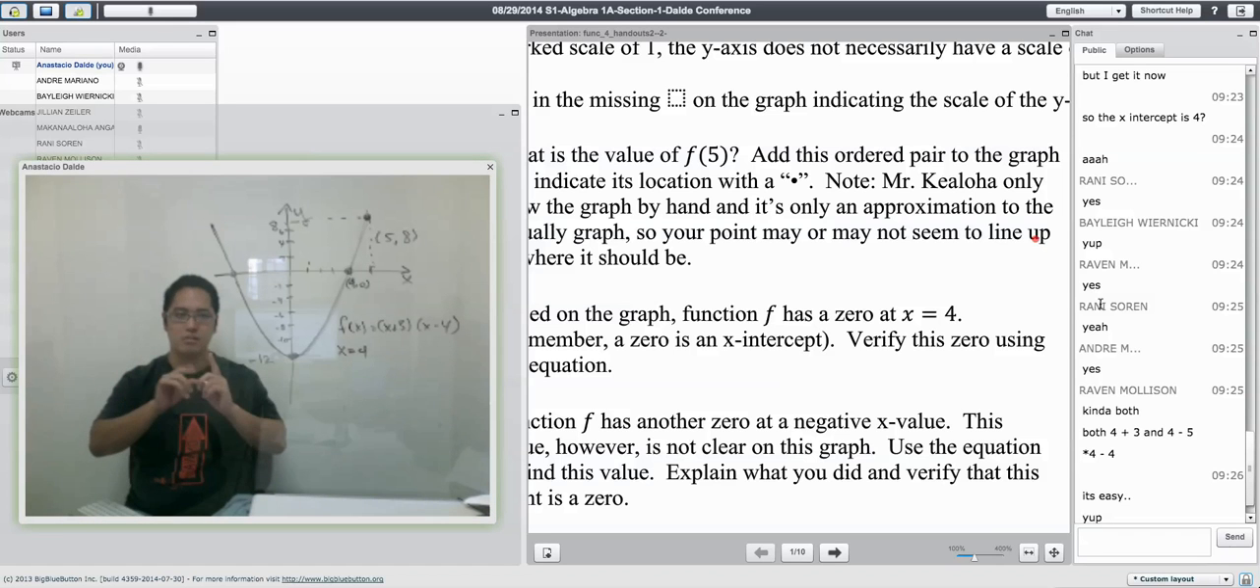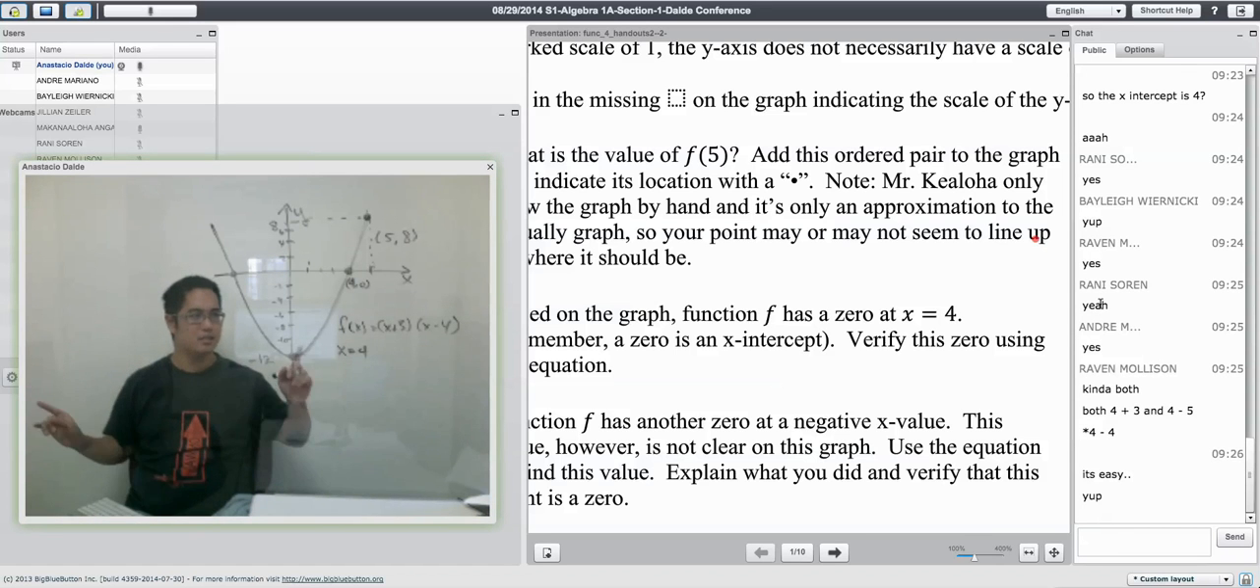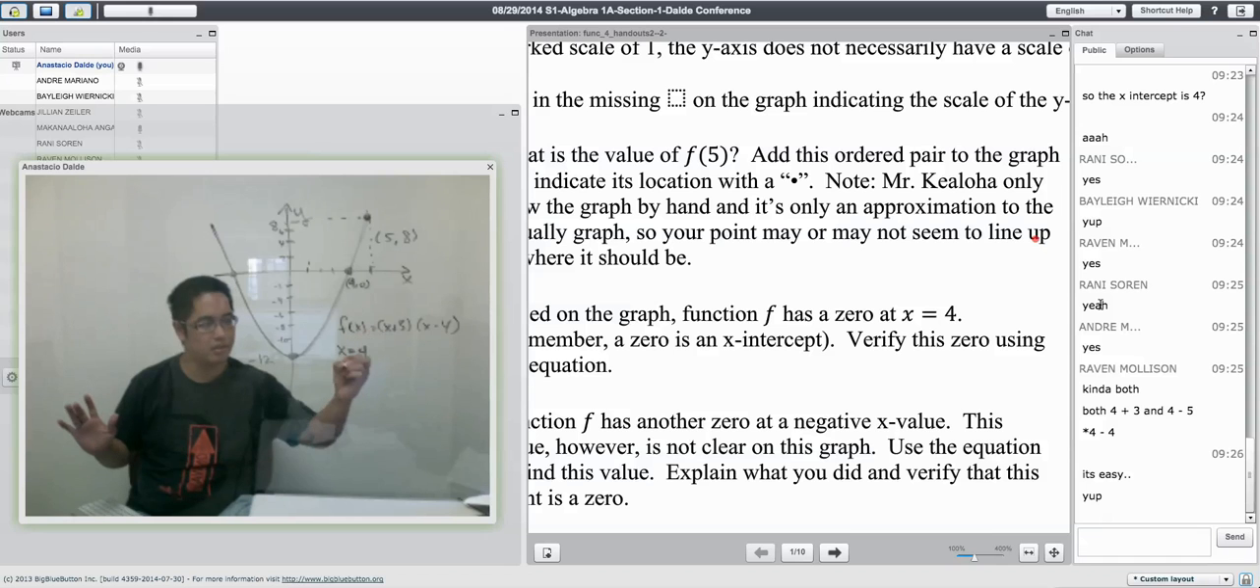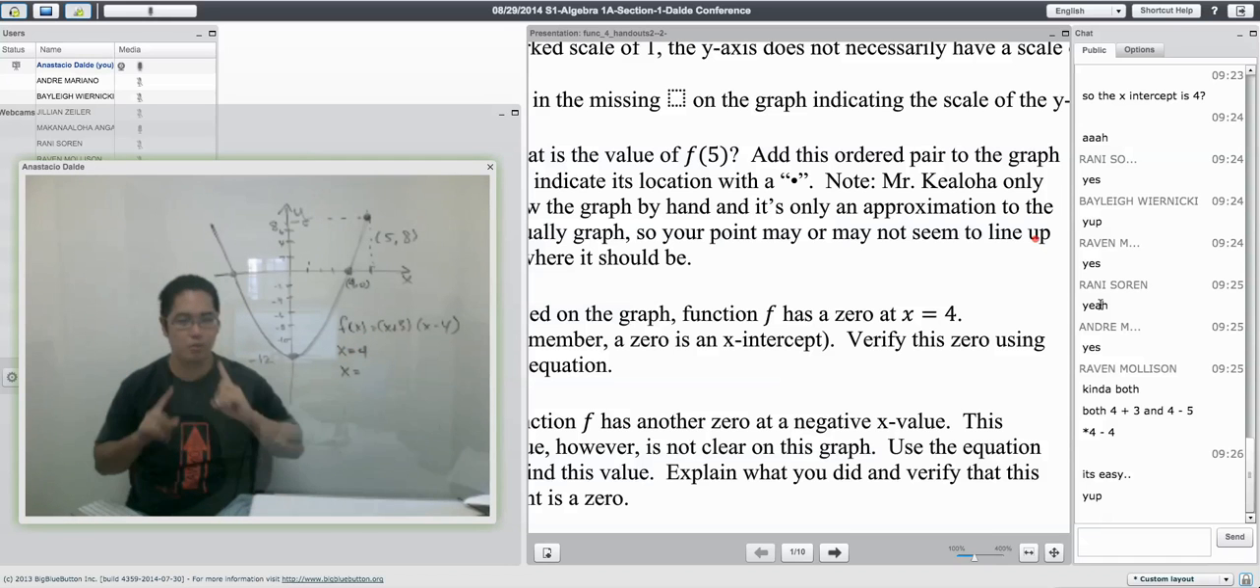So if that's the case, then tell me, x equals what other number is another x-intercept that I would like to try?